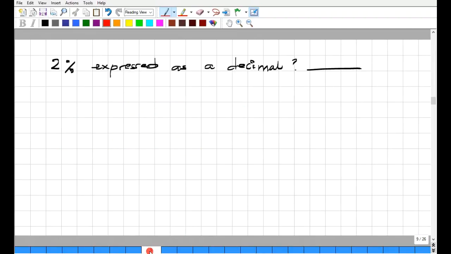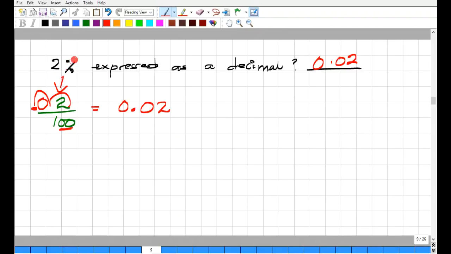So 2% expressed as a decimal. So 2%, we're going to convert this. The numerator would be 2, the denominator would be 100, and we need to put this in decimal form. So we're going to be moving that decimal point 2 places based on these zeros. So we go 1 place here, add a placeholder, and go again. So this should be equal to 0.02. Our answer is 0.02.